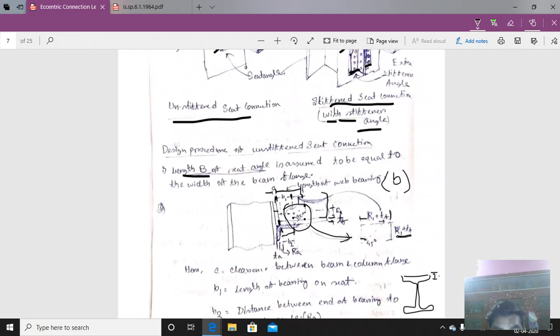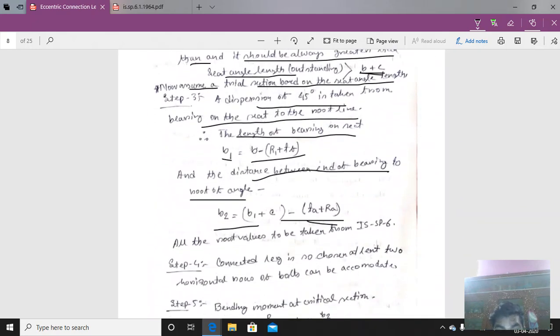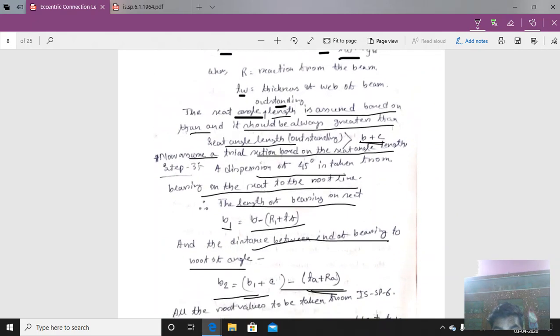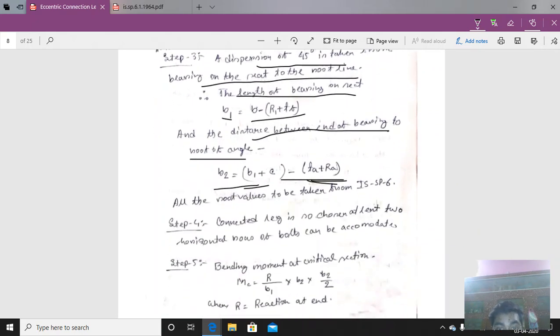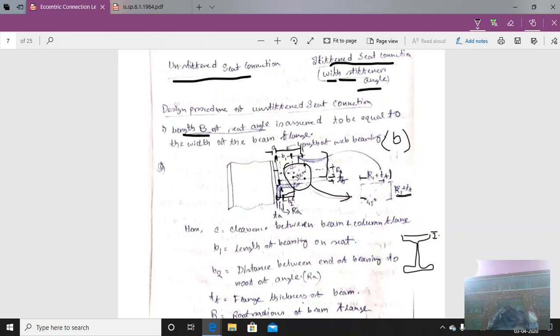So B1 plus C means, if this is B1 and this is C, that distance from here to here is B1 plus C. From here we will minus what? That angle and that clearance, we are subtracting TA, that is B1 plus C minus TA plus RA. What is the meaning of TA? TA is equal to the thickness of the angle and the root of the angle. So if you subtract this root length and the thickness of the angle from this value, we can get the value of B2.